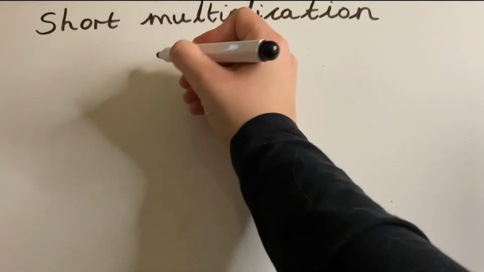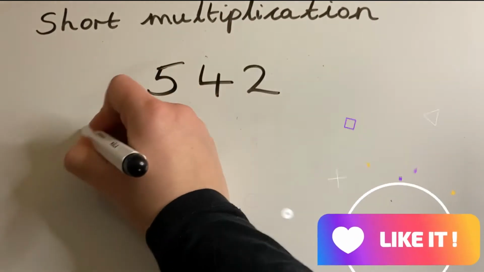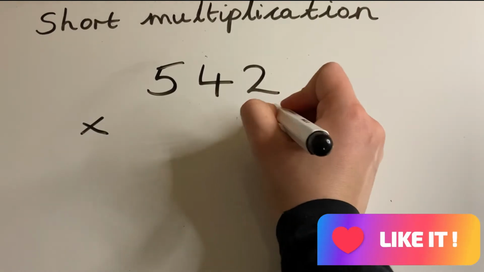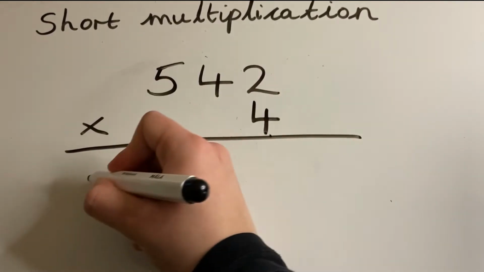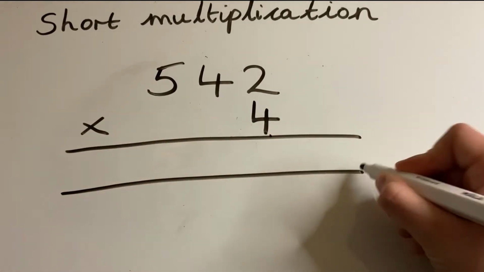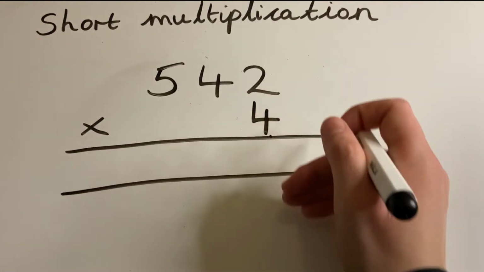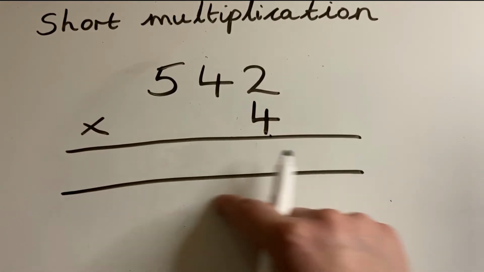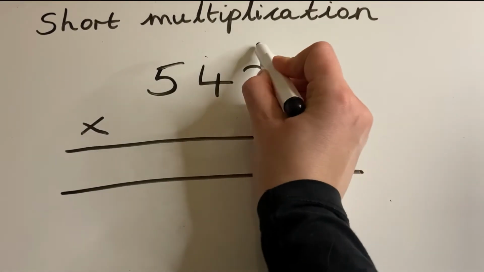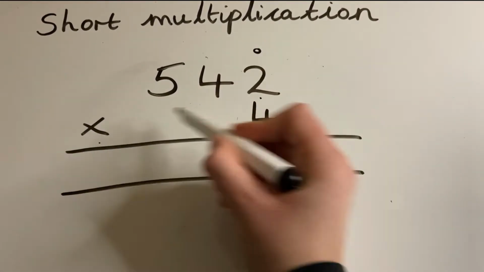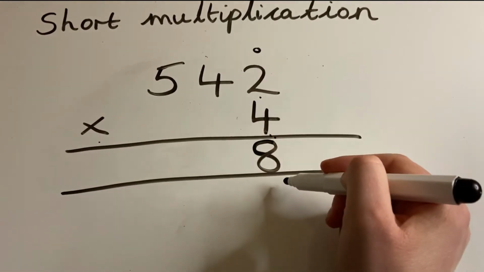The next one I'm going to do is a 3-digit number. So let's have 542 multiplied by 4. So I've set it out brilliantly, and because I'm timesing by a 1-digit number, in this case 4, I can draw my 2 lines, because I know that I'm not going to be adding anything. All I'm going to be adding are the cheeky numbers underneath. So the first thing I need to do is focus on my ones. So 2 times 4, that's 8. So that goes in my ones.